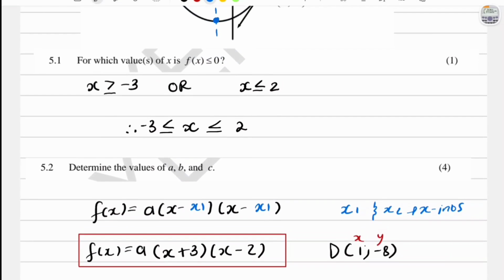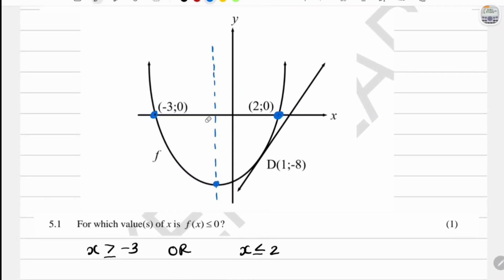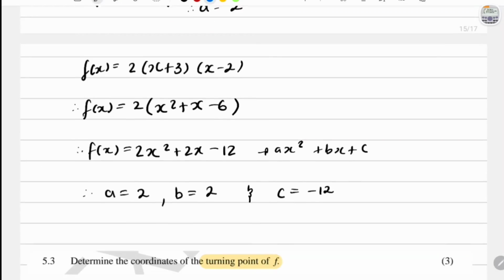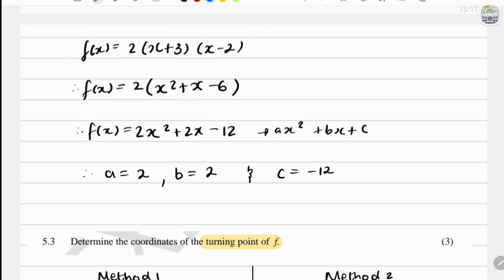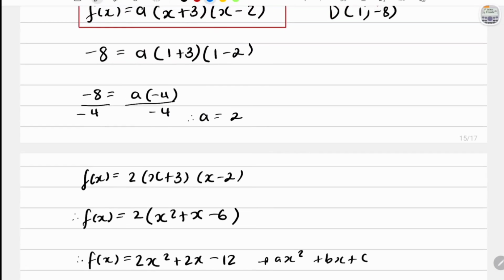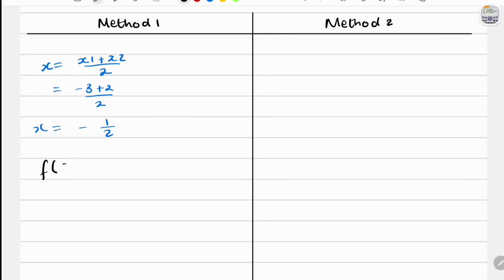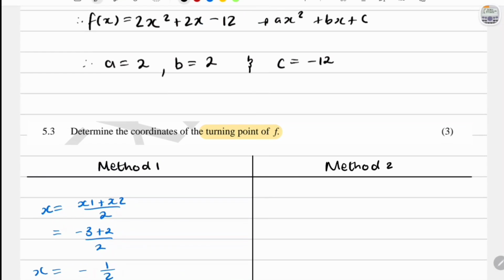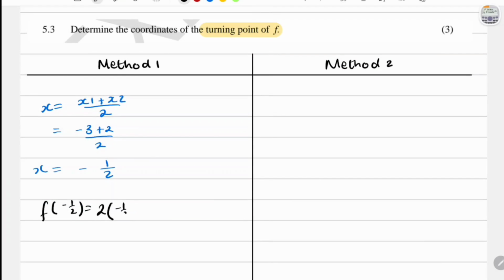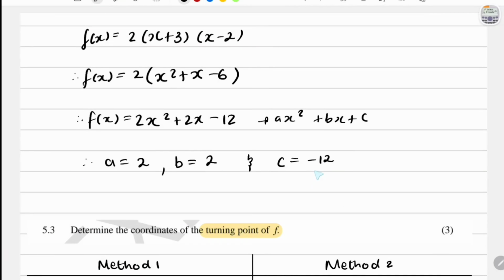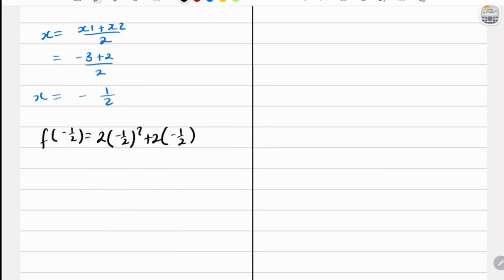Then to find the y value, you would take the x value that you got, the middle of the x-intercepts, and substitute it into the equation of this parabola to find its corresponding y value. So let's do that with negative a half. The final equation is this, so I'm going to substitute it into that. f of negative 1 over 2 is equal to positive 2 bracket negative 1 over 2 all squared, plus 2 bracket negative 1 over 2, and then c is negative 12, so minus 12.